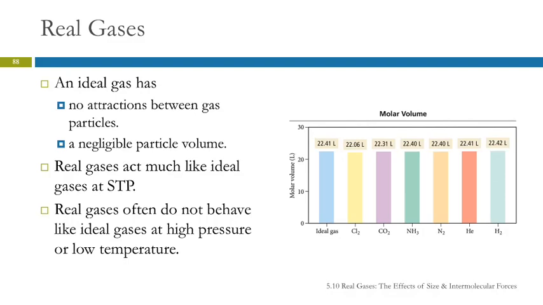So if we look at molar volume, the molar volume of an ideal gas is 22.41 liters for 1 mole. And here are several real gases and their molar volumes. 22.06, so that's a little low. 22.31, a little low. Ammonia is really, really close, and so is nitrogen. Helium nails it, and hydrogen's only a teeny tiny bit higher. So these molar volumes are extremely close to ideal at STP. But if we go to high pressure or low temperatures, then the real gases don't behave ideally anymore.